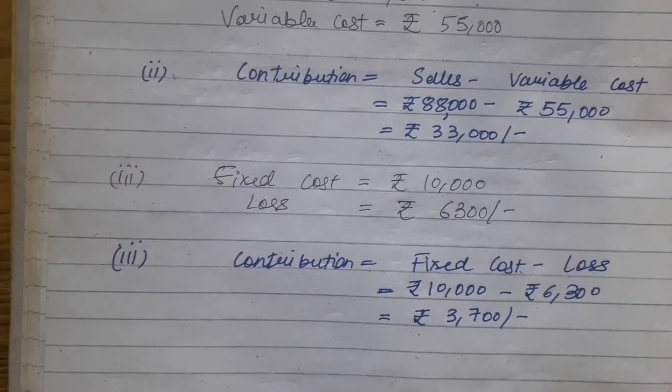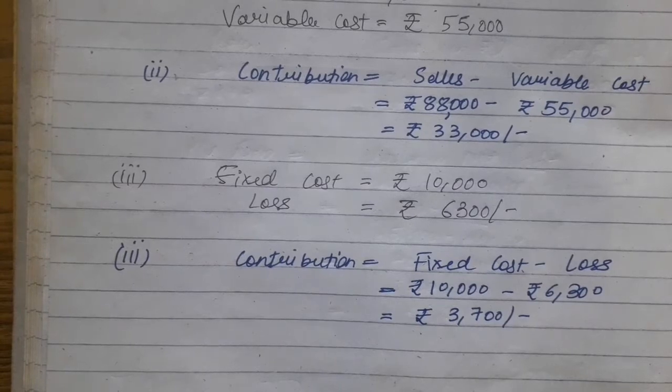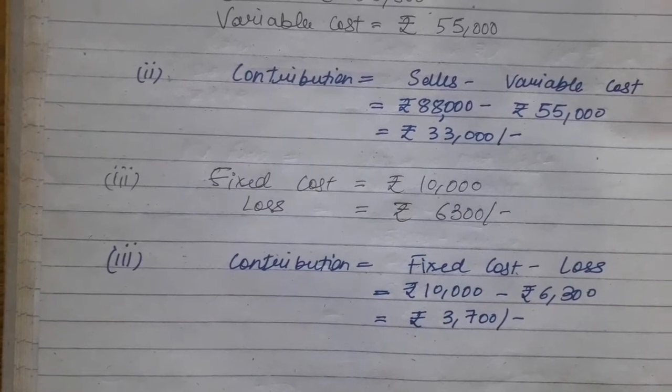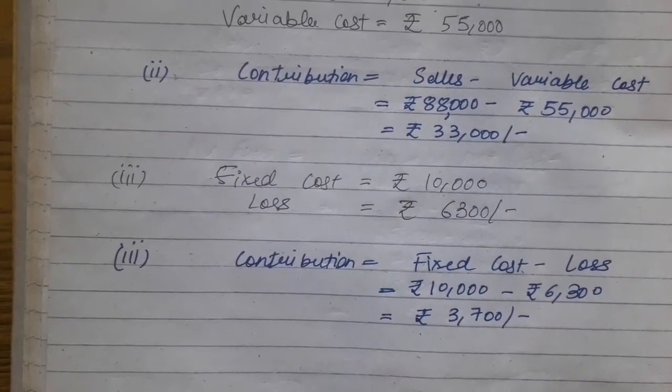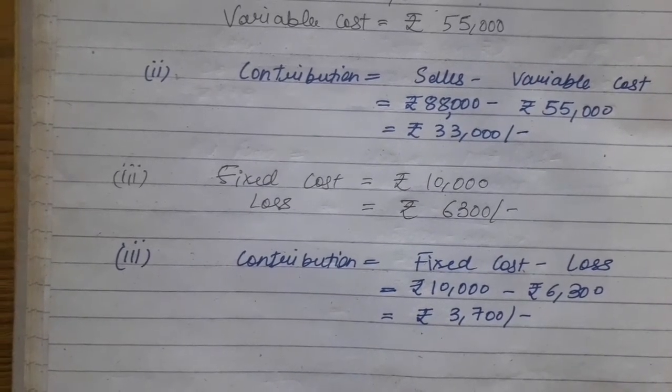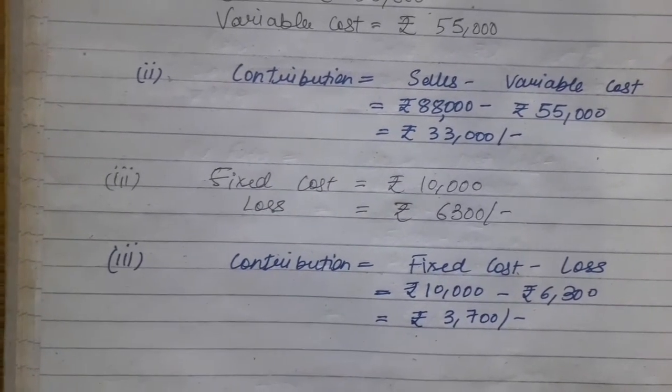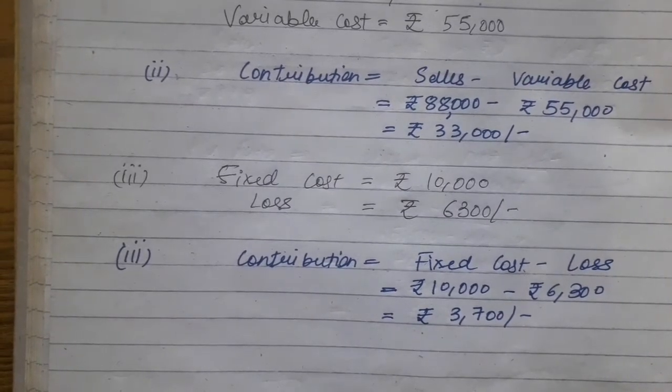In the third question, we are given fixed cost is rupees 10,000 and loss is rupees 6,300, and we have to calculate contribution. So, fixed cost minus loss. I have already told you, when there is a profit, you have to add that profit to fixed cost to calculate contribution, and when there is a loss, you have to deduct that loss from fixed cost. In this question, there is a loss of rupees 6,300, so we deduct this loss from fixed cost of rupees 10,000, and our contribution comes out to rupees 3,700.